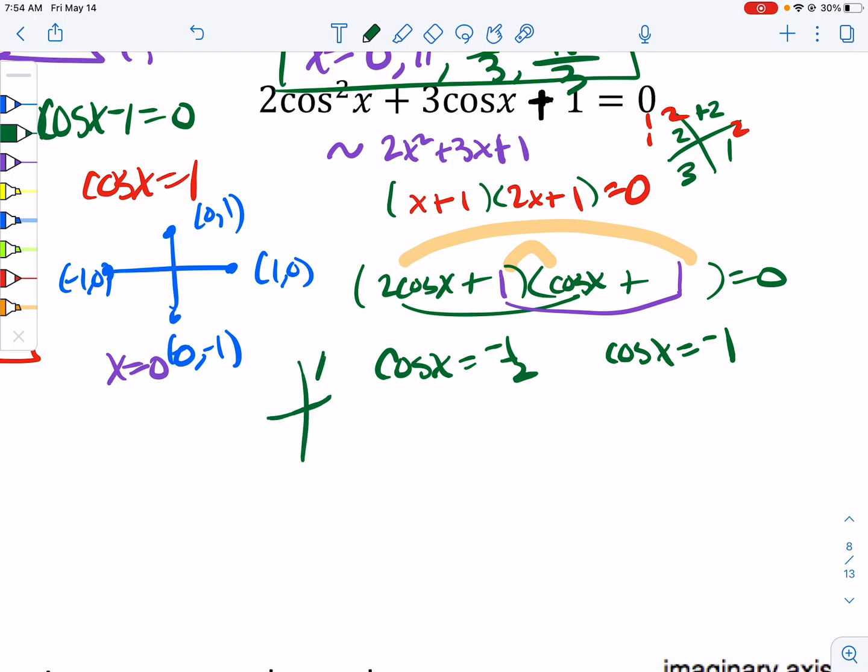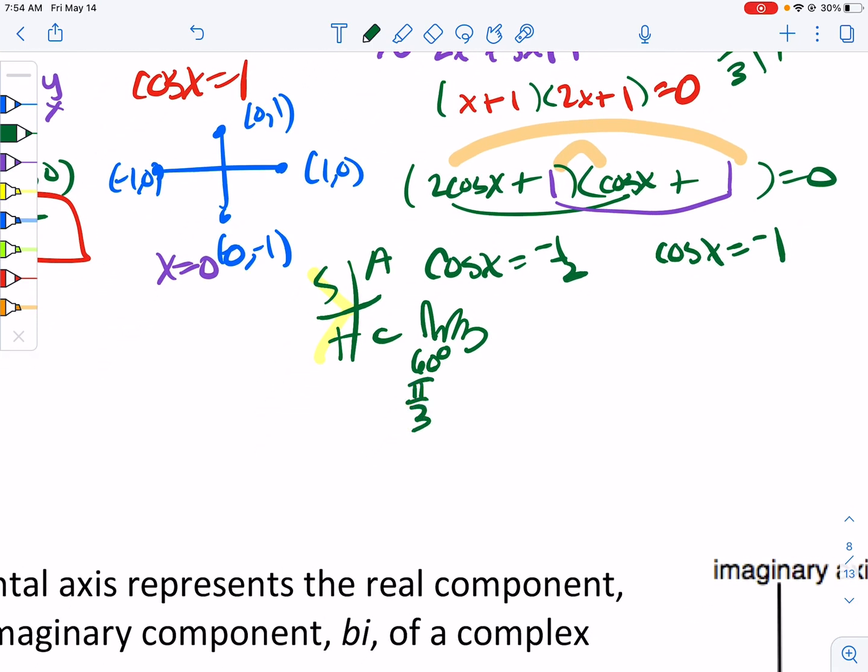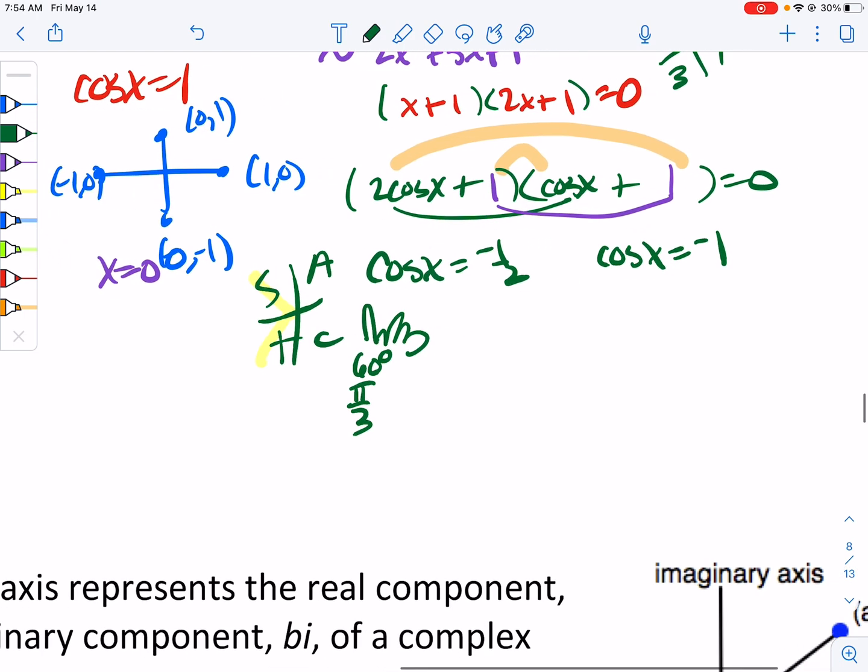Because we know all students take calculus and the cosine's negative, we know it's positive in these two, so it's negative in these two. So I want the second and the third quadrant. Well, that means we want where we've got one finger on the left side, which gives us that this is 60 degrees, which goes with pi thirds. So then the pi thirds in the second quadrant is 2 pi thirds. The pi thirds in the third quadrant is 4 pi thirds.